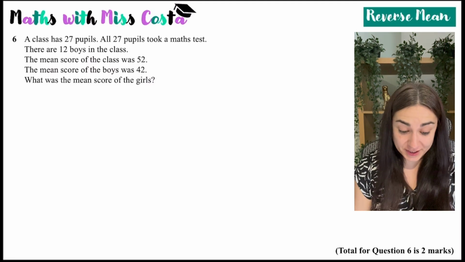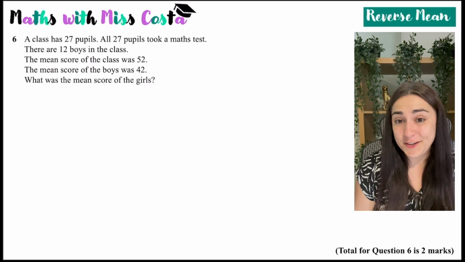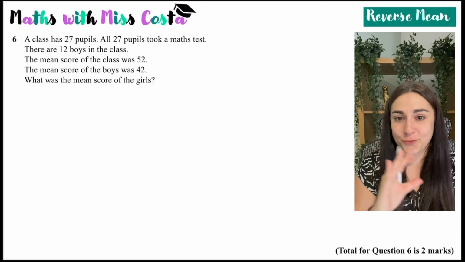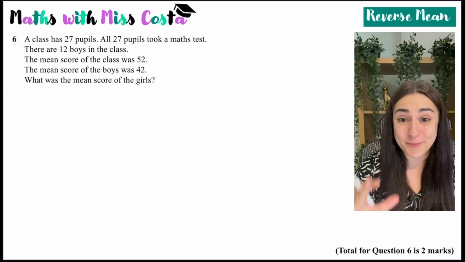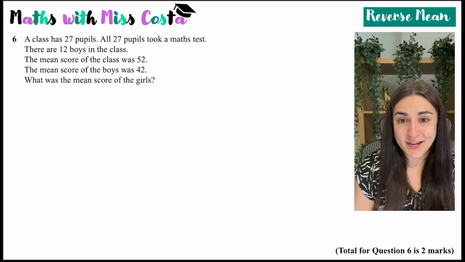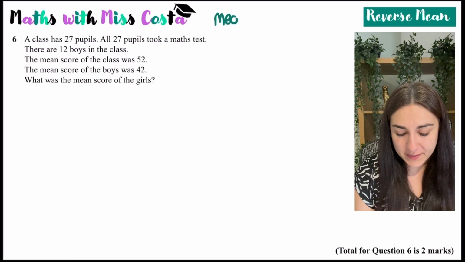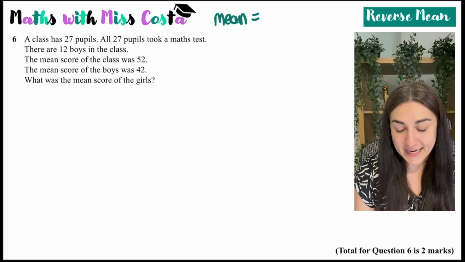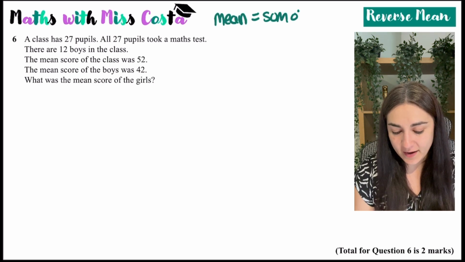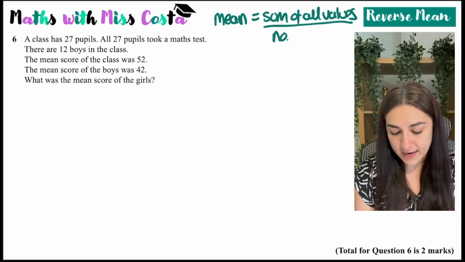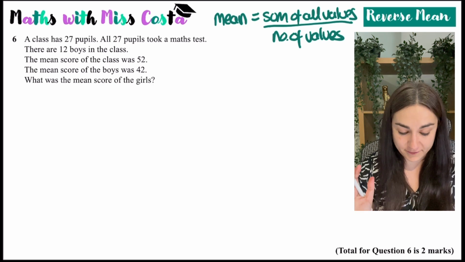Okay, so in this question, there's quite a bit of information. Whenever you see anything in a question, please, can you just write down what you know about it before you panic? Especially worded questions, I know some people just panic. So what do you know about the mean? How do you find the mean? The mean is the sum of all the values divided by the number of values. Okay, so before we even start, we have that in the back of our mind.